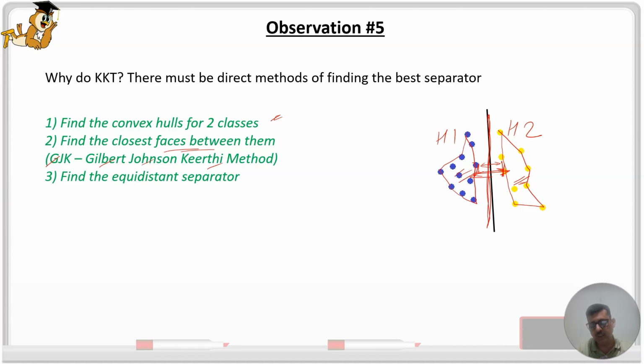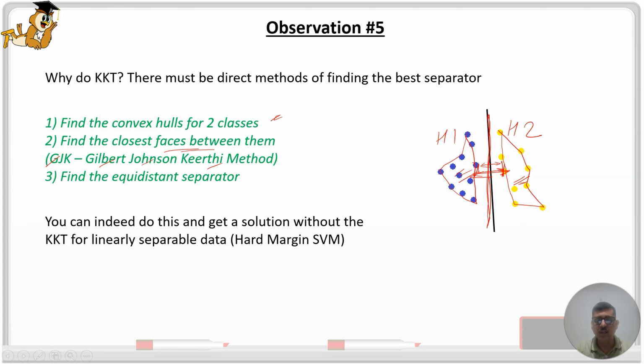If this question troubled you, good for you, because this is a valid question, and you can indeed do this and get a solution without the KKT for linearly separable data.